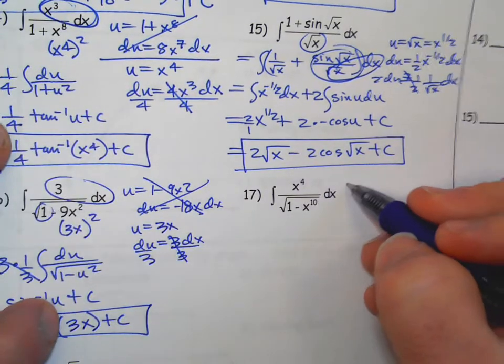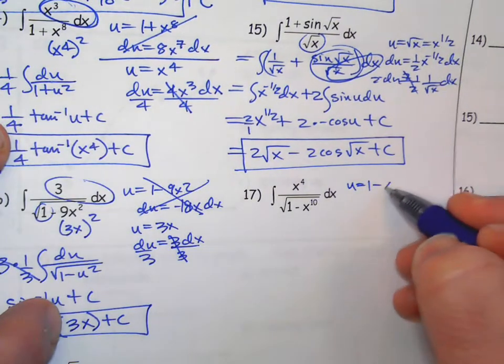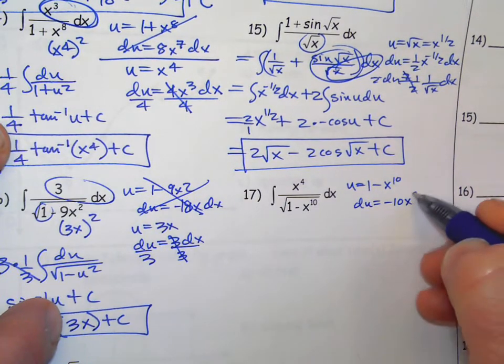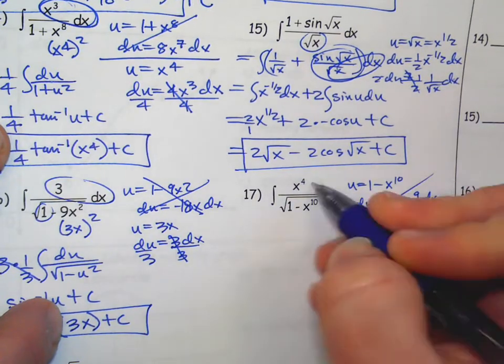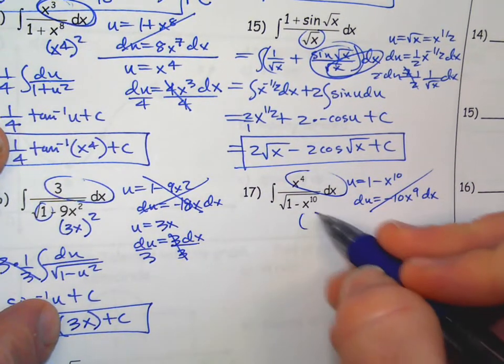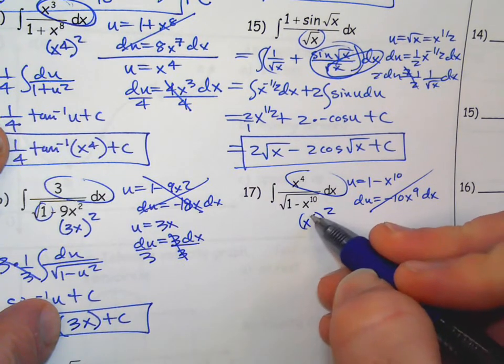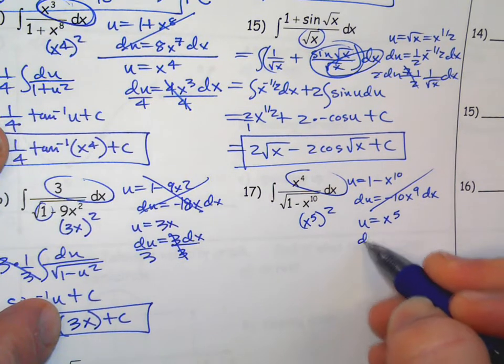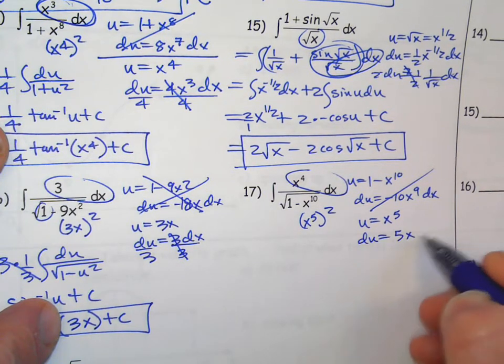Next one, we could try the whole denominator, at least in your head. And clearly it's not going to work because we need x to the 4th, so you can't involve x to the 10th. But maybe something squared. That'd be x to the 5th. And you're like, oh yeah, that's going to work. u equals x to the 5th. Well, then du equals 5x to the 4th dx.